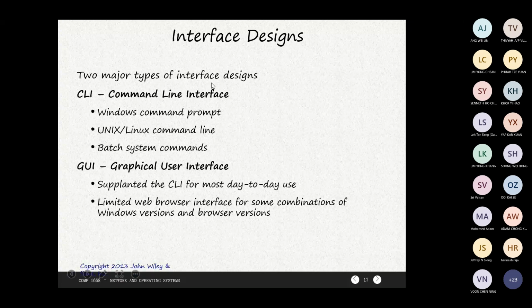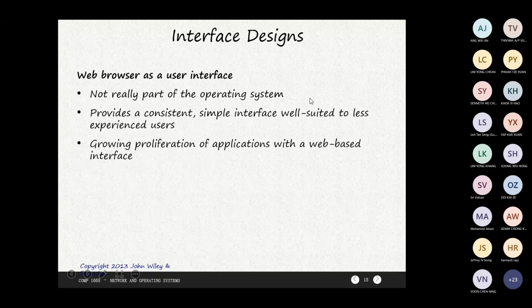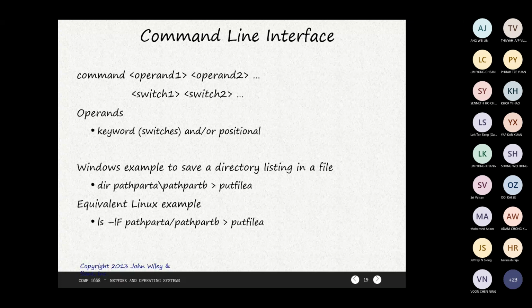Two major types of interface design. One is CLI, command line interface, and GUI. Web browser is another type of interface, but not part of the OS, but a lot of communication today is happening through the web browser. You can also use web browser for some purposes.